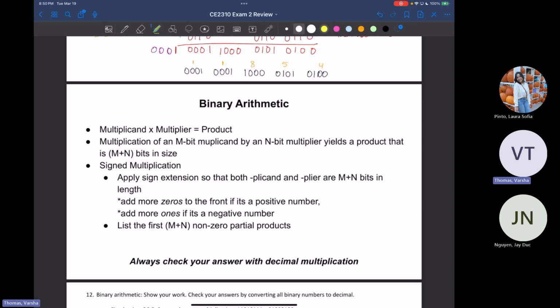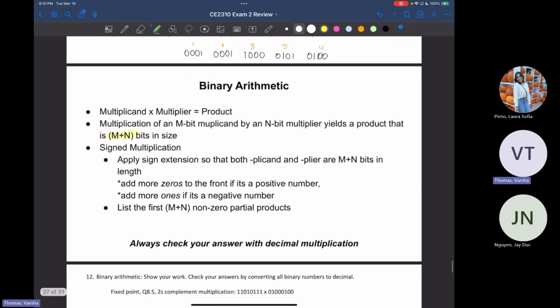Some important things to remember with binary arithmetic is that your product is always going to be m plus n bits in size. So if you're multiplying a number that's 4 bits with a number that's 9 bits, your resulting product will be 14 bits long. It's always important to make sure your numbers are of the same length. If one is shorter than the other, apply sign extension so that they're both the same bits. This looks like adding more zeros to the front for a positive number and adding more ones if it's a negative number. And you're always going to list the first m plus n non-zero partial products.